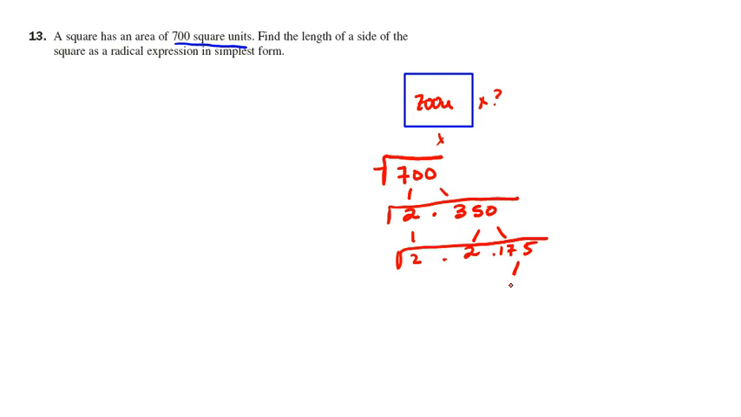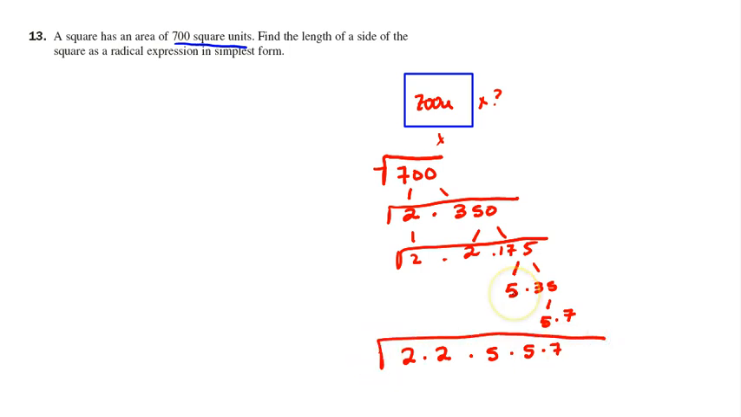Here I can multiply 5 times 35 to get 175, and I can multiply 5 times 7 to get 35. So in the end, when I take 700 and it's completely factored out, I end up with 2 times 2 times 5 times 5 times 7. And these are the prime factors of 700.